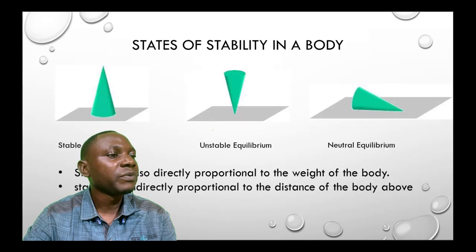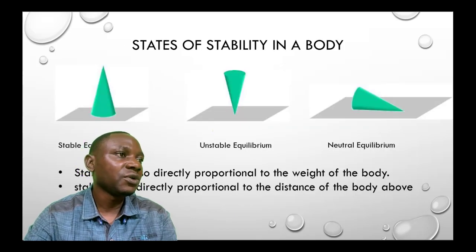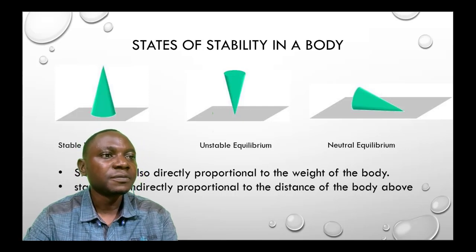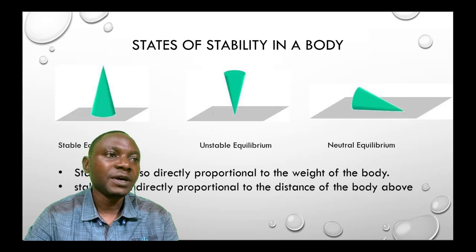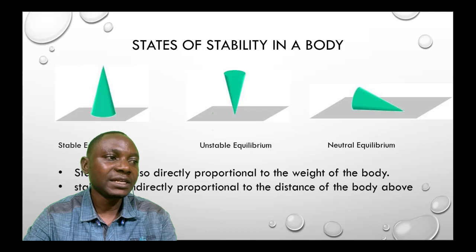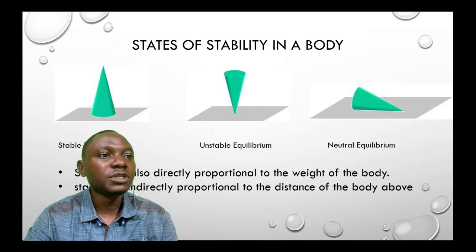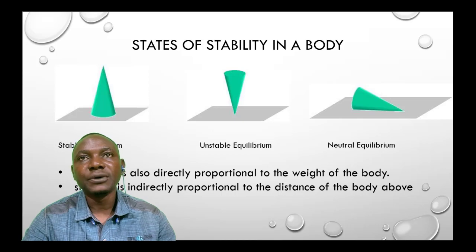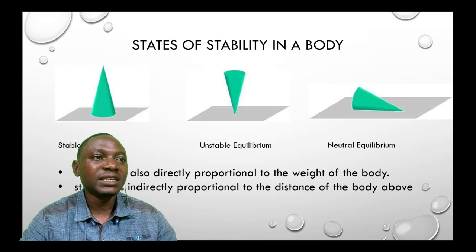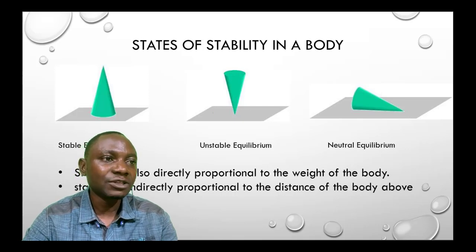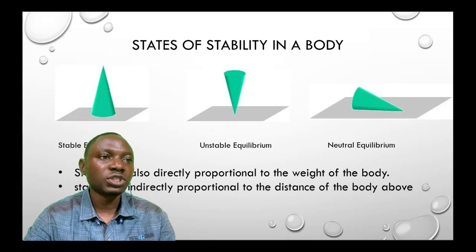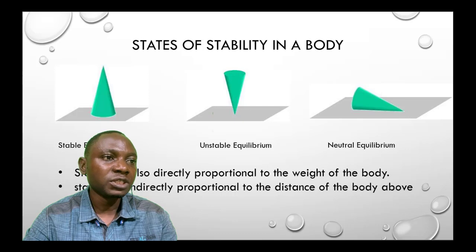Now the next one we'll be discussing is the state of stability in a body. What do we mean when we say state of stability? Stability in a body refers to its ability to return to its original position after it is moved slightly. Before you talk about stability of an object, you have to talk about the object being displaced by an external force. So when there is any light external force acting on the body, whether the body is able to return to its position or not, that is when we are talking about stability.